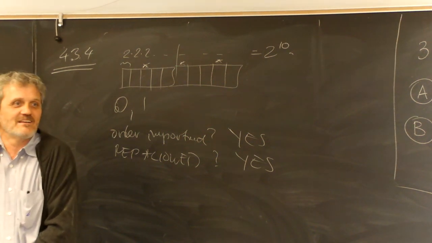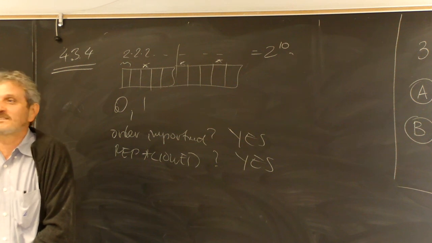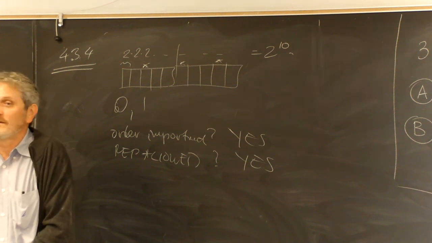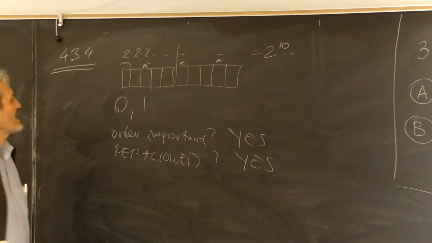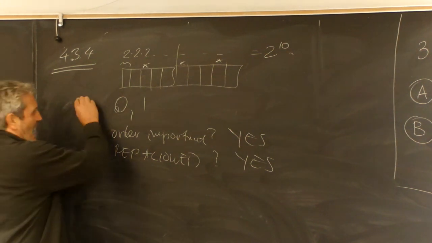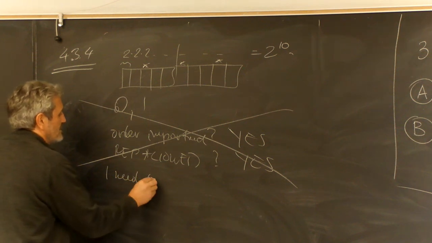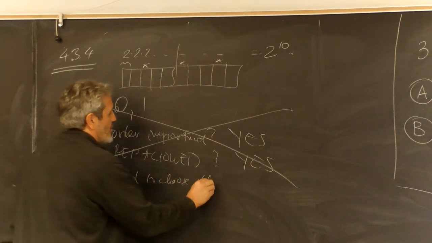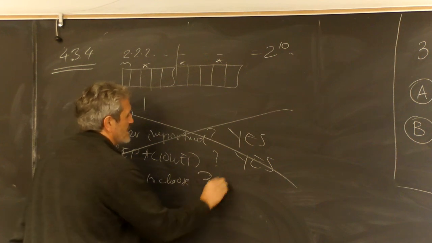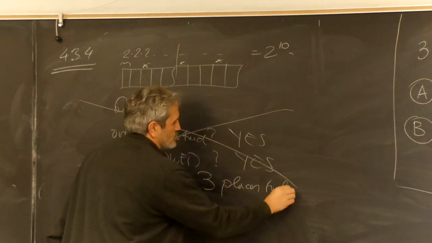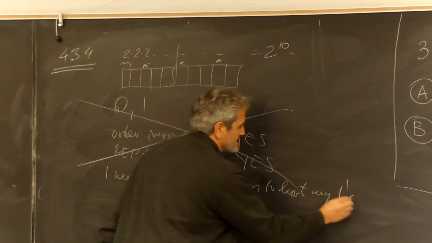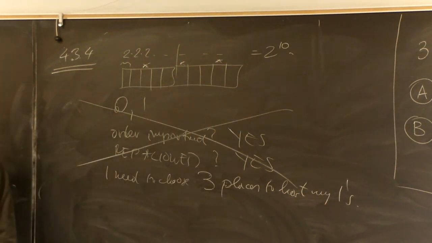So what is this actually? How many elements? 10. How many do I choose? That's it. I'm crossing all of this out because it's confusing. Actually, I need to choose 3 places to host my ones. Agree? Nothing else. Once I choose where to put ones, all the others will be zeros.